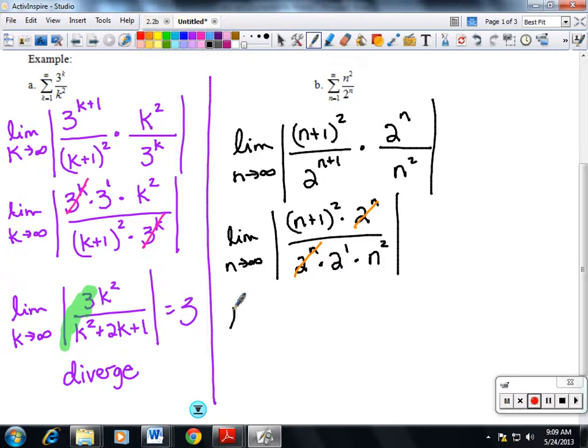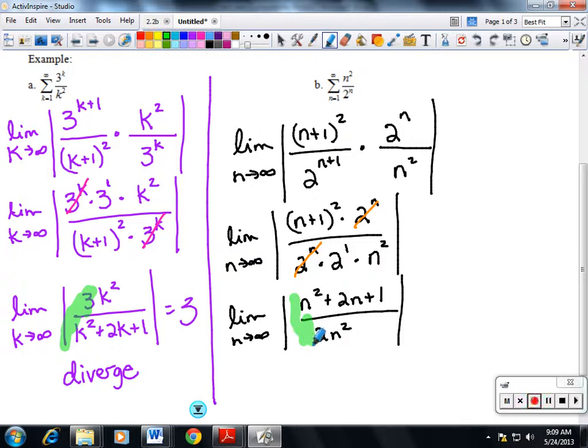So I'm left with the limit as n goes to infinity of n squared plus 2n plus 1 over 2n squared. Again, my degrees are the same, so it's just my coefficients, which just so happens to be 1/2. Now 1/2 is less than 1, so that's going to converge.